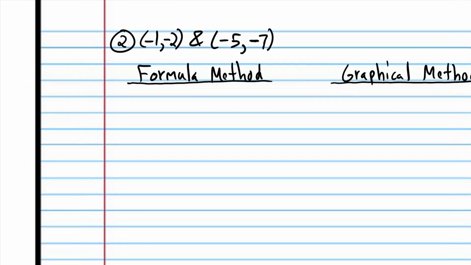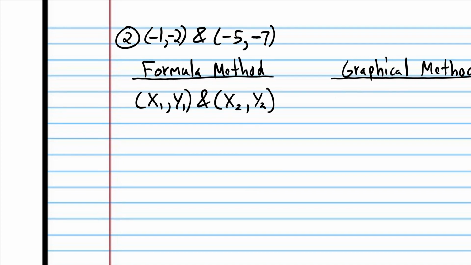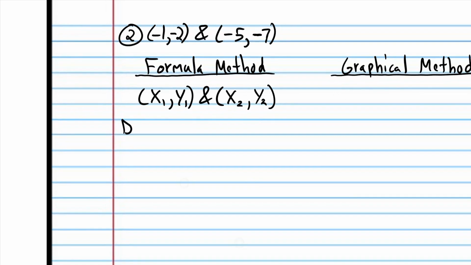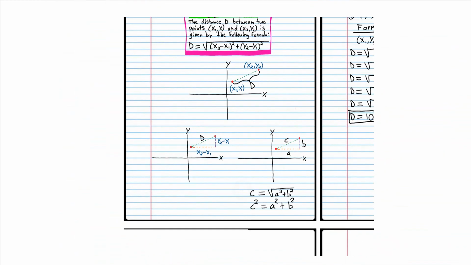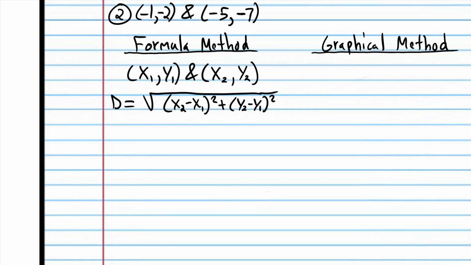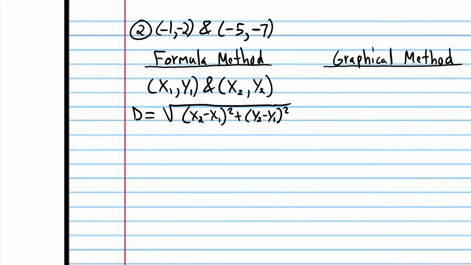So the formula method, we're just going to do another problem here, and we're first going to label the numbers with letters. And now we're going to use the distance formula. We need to show the formula that we're using. I want to make sure that I wrote that in the correct form. There's a lot of different ways to write it. So now we just plug in numbers. So x2 is going to be -5, and x1 is going to be -1.